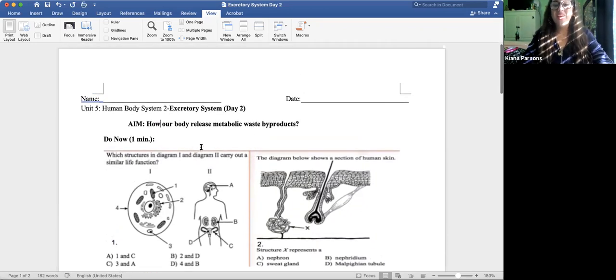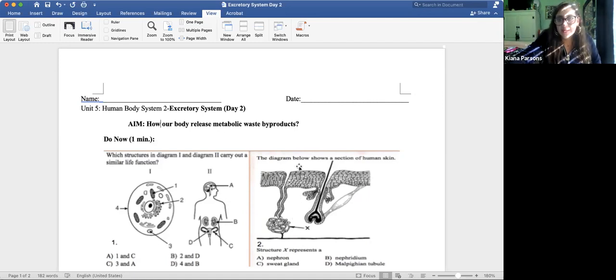So, which structures in diagram 1 and 2 carry out a similar life function? So we're talking about here B, which are the kidneys. Those are the primary organs that we're going to be talking about in the excretory system. And number 4, the cell membrane, because it controls what enters and exits the cell, including waste. And that's what the excretory system does. The excretory system controls how wastes exit the body, and our body releases metabolic waste byproducts through the excretory system.